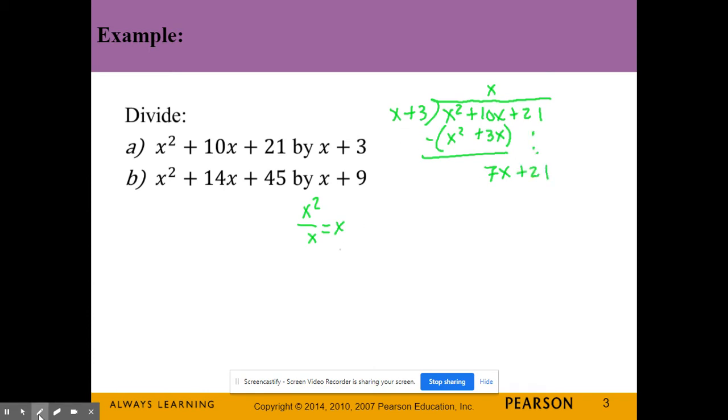X goes into 7x, or in other words, what is 7x divided by x? You get 7, right? So it's plus 7 here. 7 times x is 7x. 7 times 3 is 21. And you get 0. So that means x squared plus 10x plus 21 divided by x plus 3 is x plus 7. No remainder. I'm going to leave part B for you to try on your own.